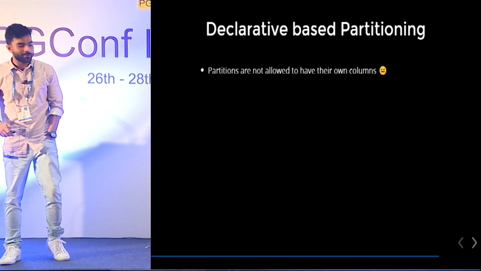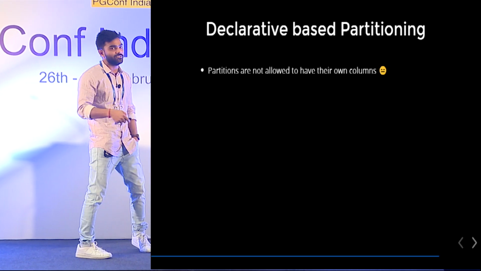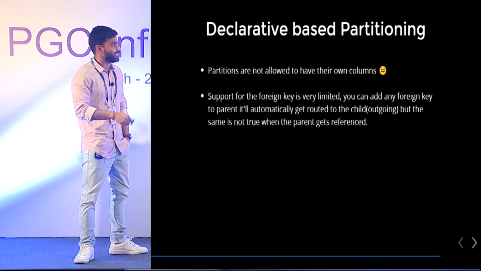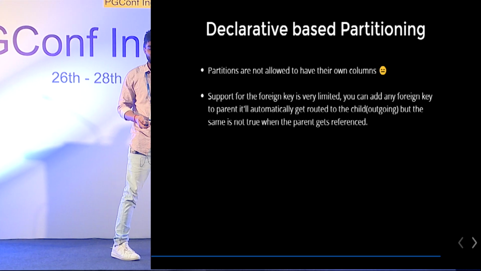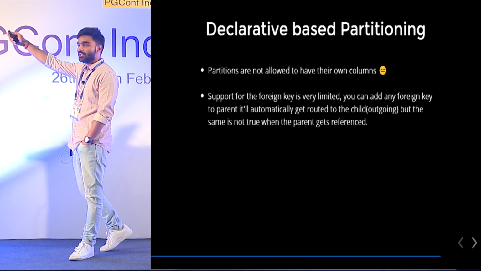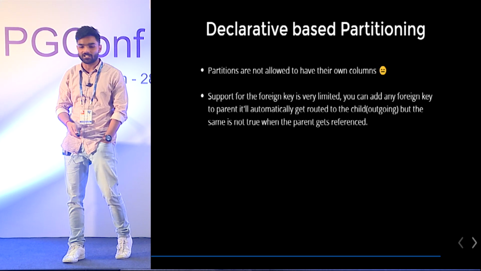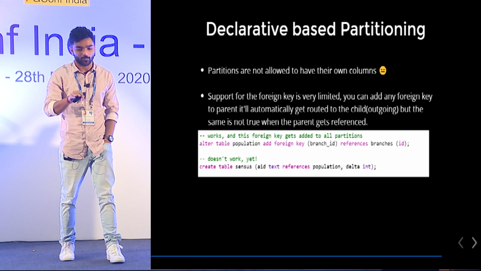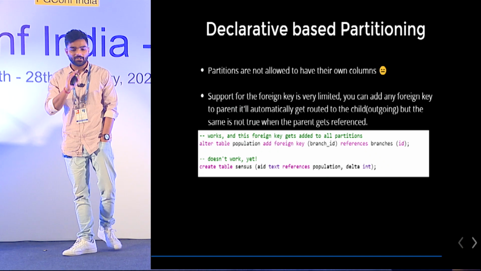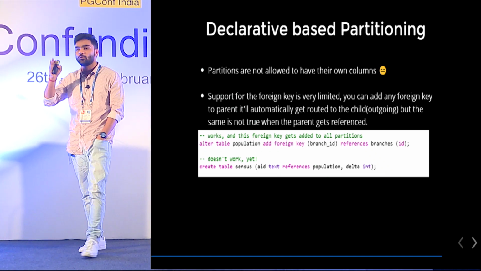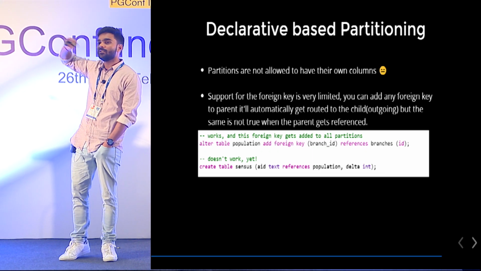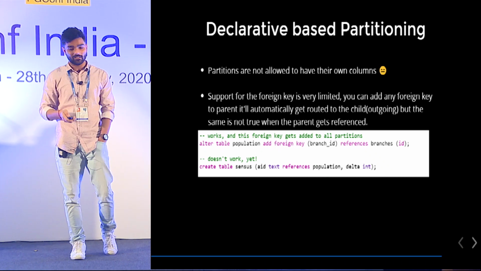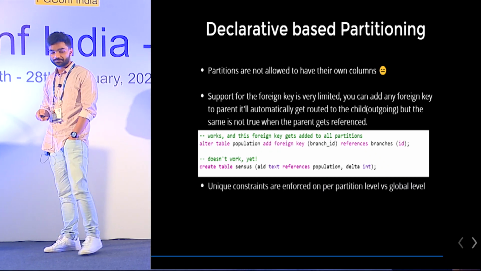Some of the things about declarative-based partitioning: partitions are not allowed to have their own columns, as was the case with inheritance partitioning. Support for foreign keys is very limited in declarative-based partitioning. What that means is you can have any outgoing foreign key, but you cannot have any incoming foreign key to my partition table. What that would mean is you can add a foreign key from my population table, but you cannot reference my population table from some other table by a foreign key. That is not supported yet in Postgres. Update to this, maybe, I'm not sure if it's coming in PG12 or not.